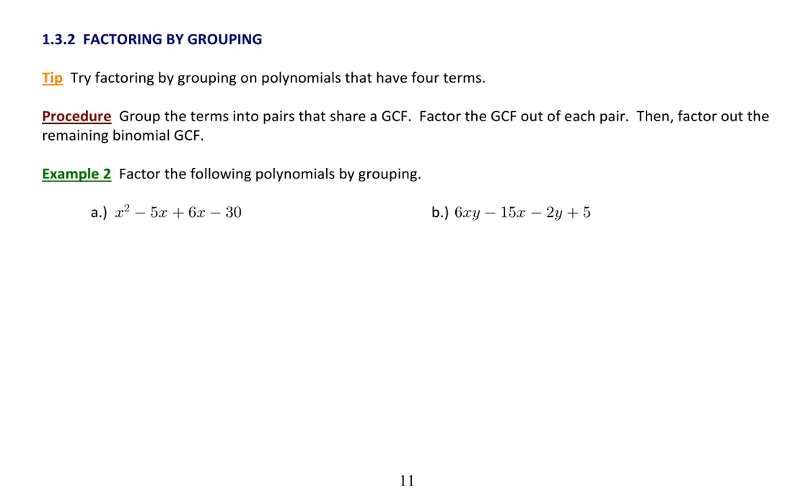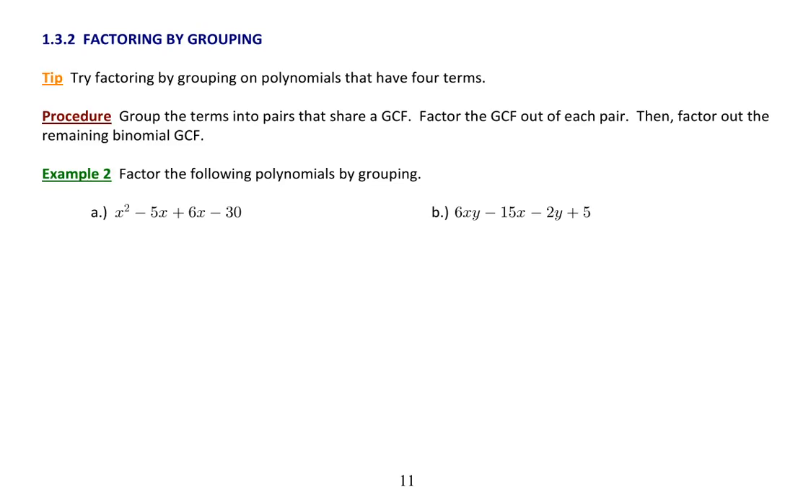Here's the procedure. Group the terms into pairs that share a GCF. Factor out the GCF from each pair. Then factor out the remaining binomial GCF. So altogether, we're going to extract 3 rounds of greatest common factors.